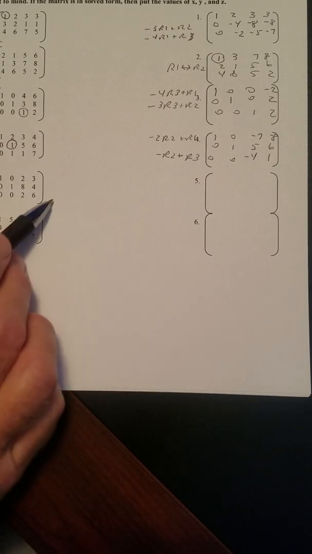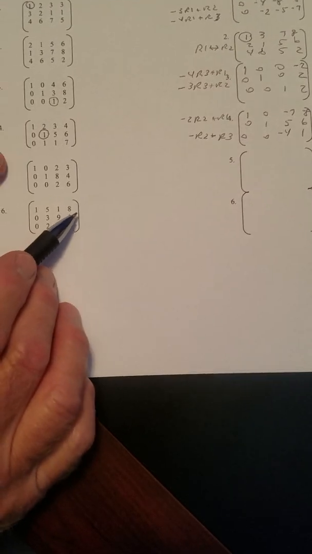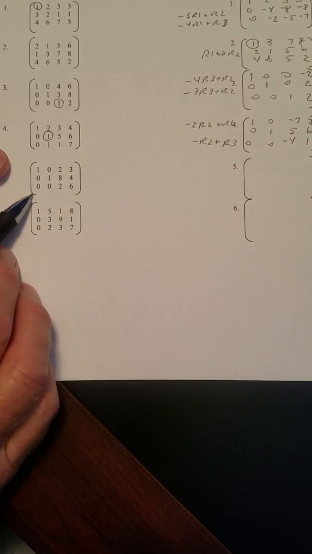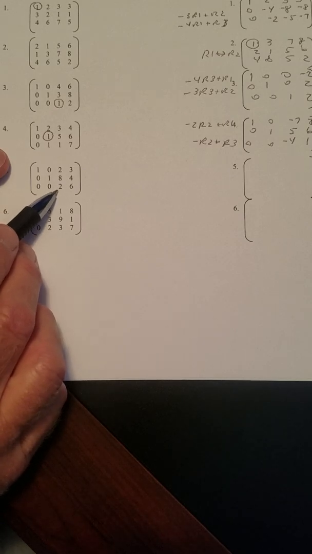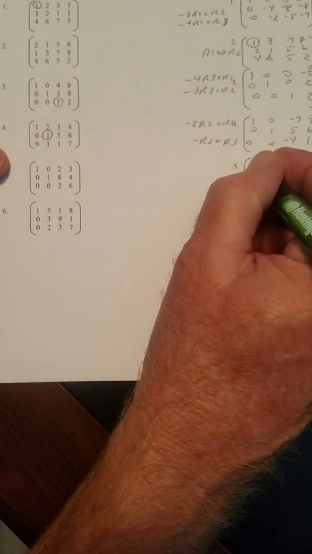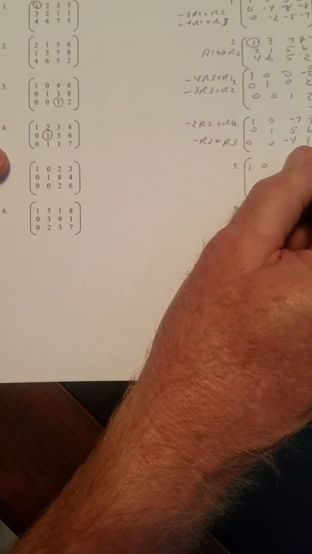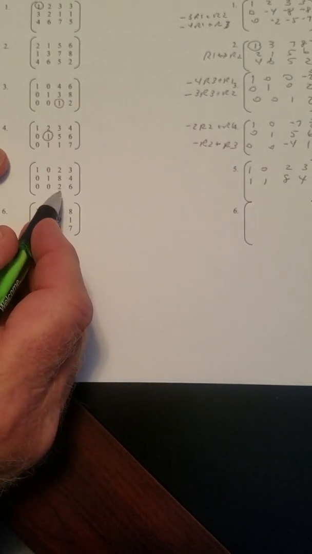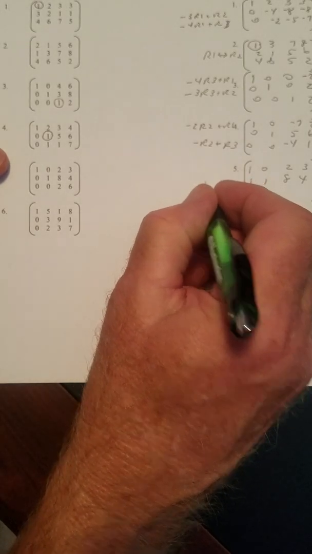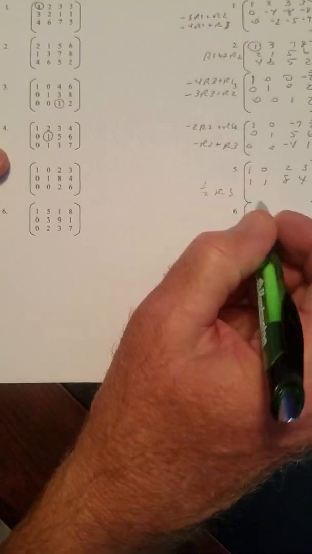Okay, let's go to the next one down here. First column's done, second column's done, third column I need a 1 where the 2 is. So the top row stays the same. Second row stays the same. And to get a 1 here where the 2 is, I multiply by the reciprocal. So I'm simply going to take 1/2 row 3.